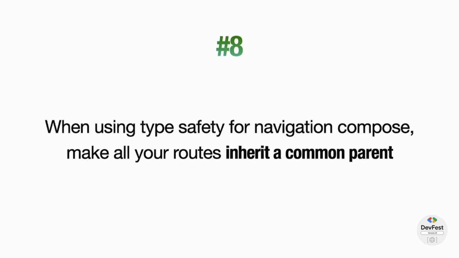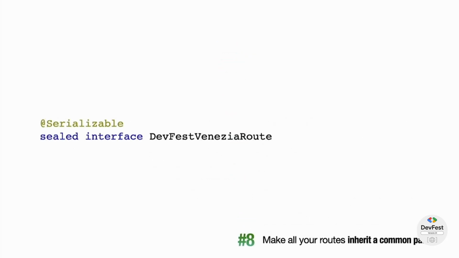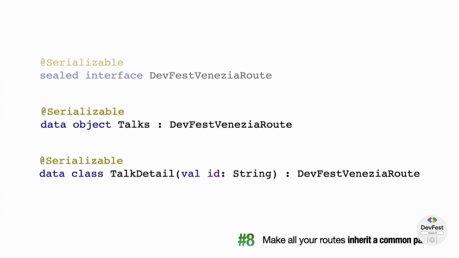The 8th tip is, when using type safety for navigation compose, make all your routes inherit a common parent. And why? This is a personal preference. I just wanted to share it with you. So we have this sealed interface, DevFest Venezia route, right? And I have all my routes from my application. So you know that when using navigation compose, it uses Any, right? But Any can be whatever. We developers prefer type safety, right? We prefer to know what that is. So we can circumvent that. I'm sure the compose team will get around that anytime soon.